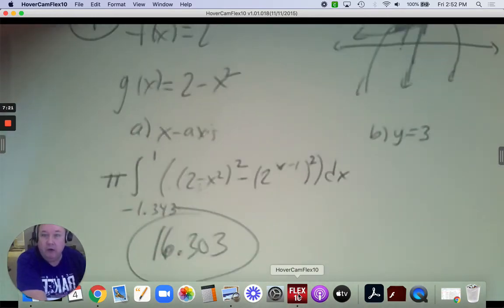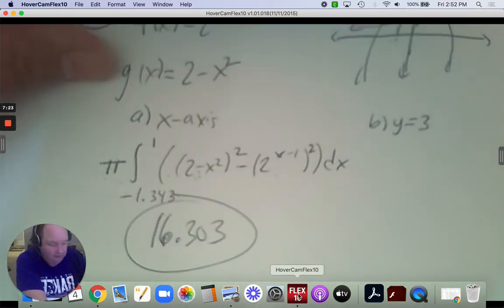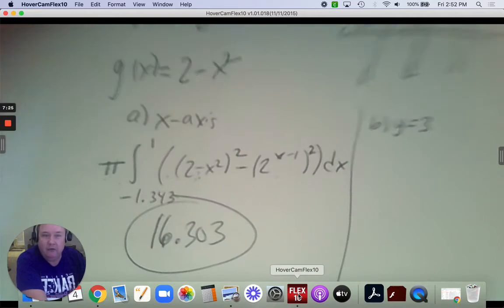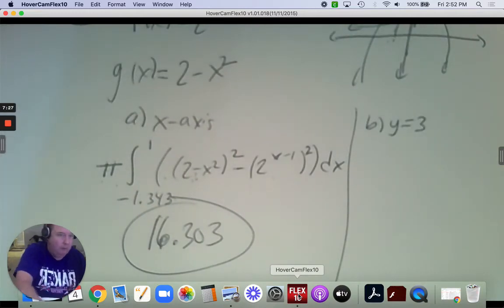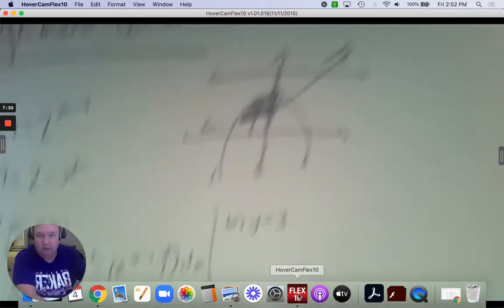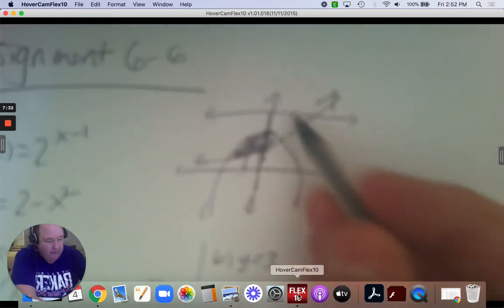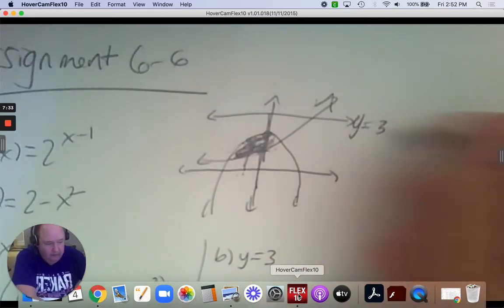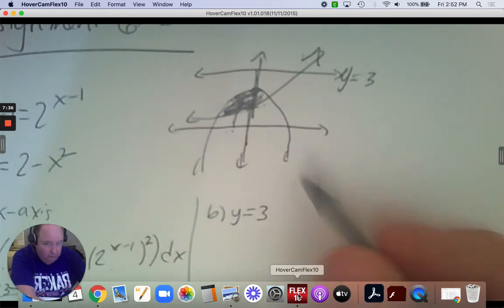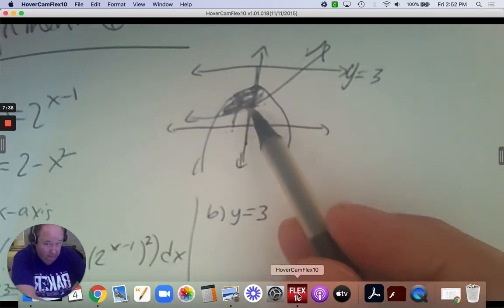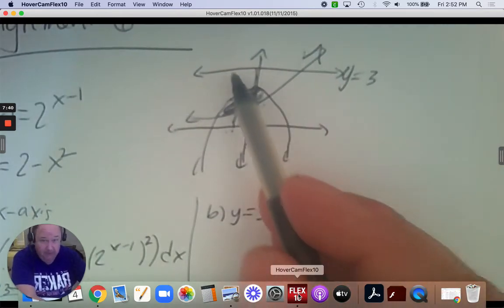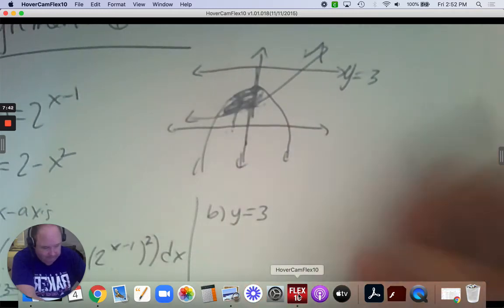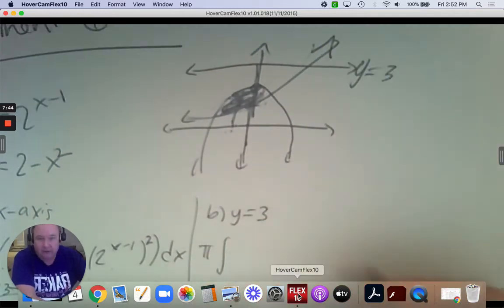So if you revolve it around the x-axis, that's the answer. How does it change if you revolve it about the line y equals 3? So again, here's the line y equals 3. Just give yourself a visual so you can understand the big radius and the small radius. And you're always going top subtract bottom. So the beginning setup is the same.